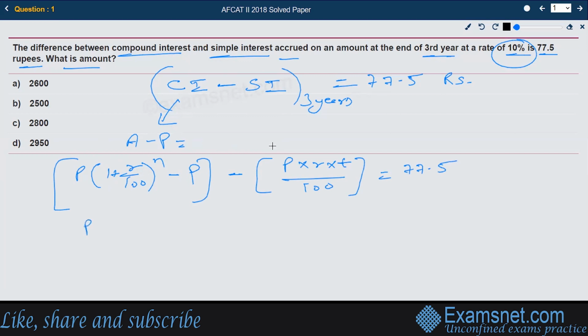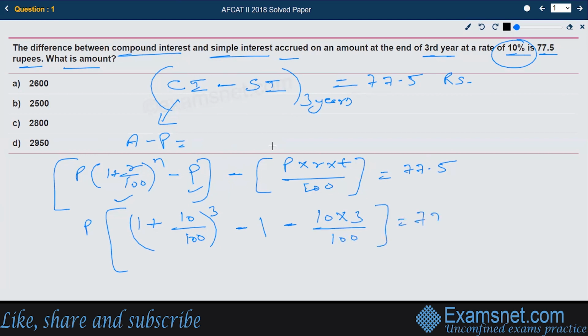P is unknown for us, so one thing we can do is take P common from all the terms. Let's take P common. So what are we left with? 1 plus rate value, 10%, so it is 10 by 100, to the power N. N is nothing but the time value, that is 3, minus 1, minus, as P is taken common again, only R into T upon 100. R value is 10 into T value 3 upon 100. And this should come out to be 77.5 rupees. That is how we have put the values inside.